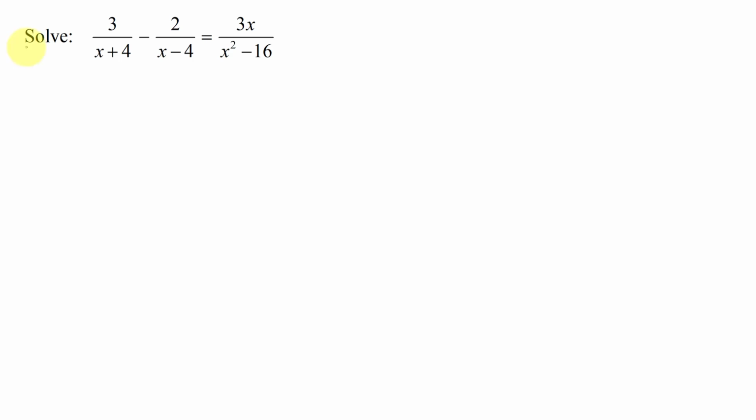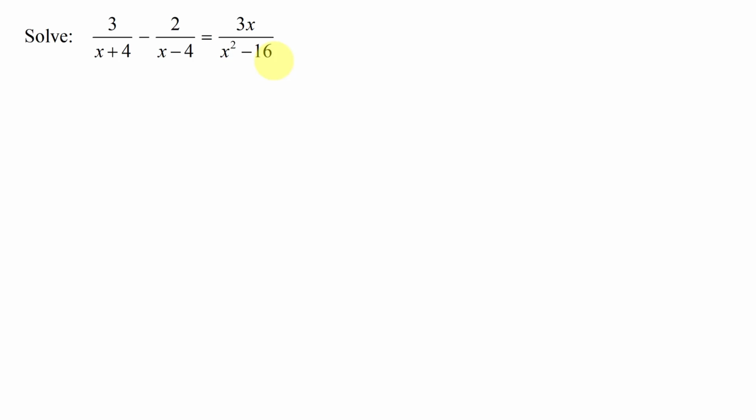In this example, I need to solve the equation 3 divided by the quantity x plus 4 minus 2 divided by the quantity x minus 4 equals 3x divided by the quantity x squared minus 16. Well, what type of equation is this? Notice there are x's in the denominator, so it is a rational equation.